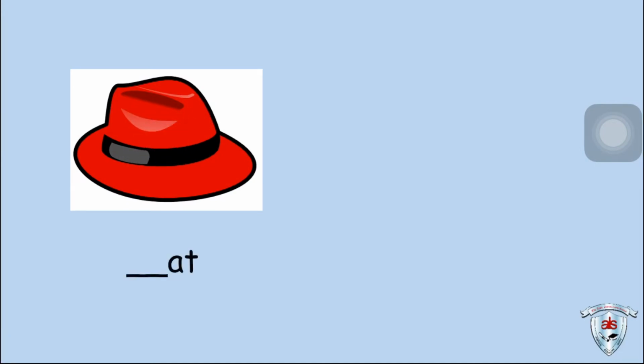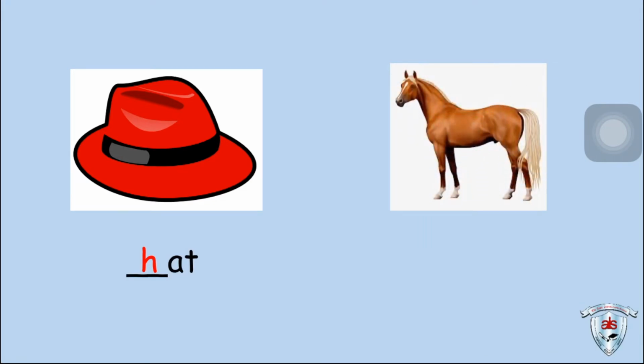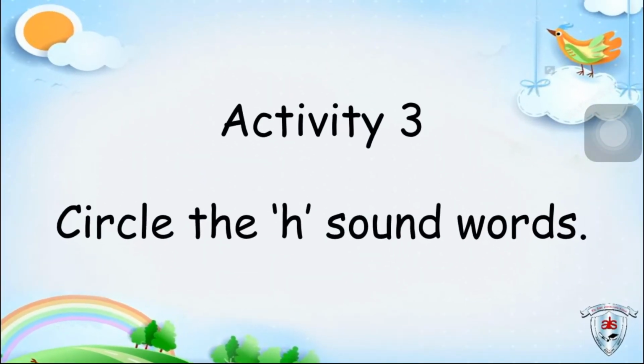Don't forget to write the beginning sound in the air. Hat. Next one. Horse. Good job. Now let's do activity 3. Circle the sound words.